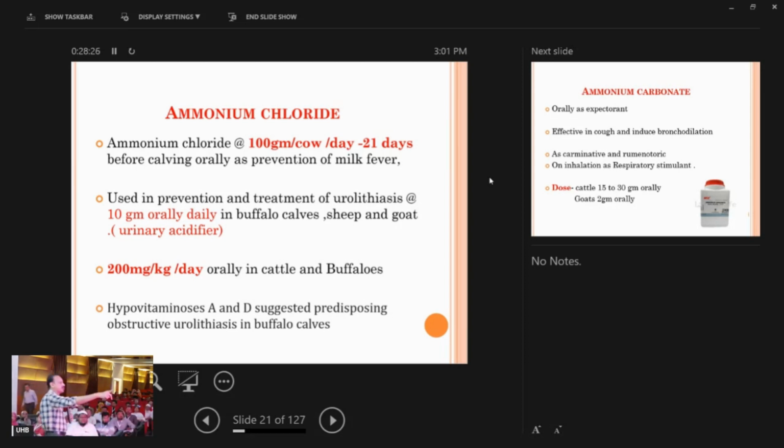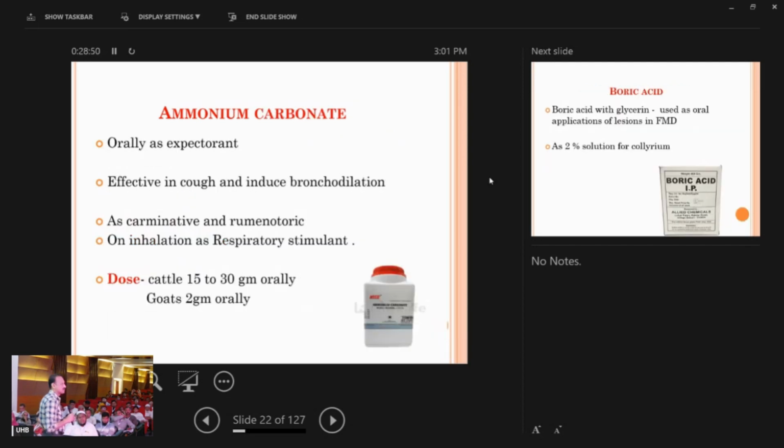Then it is also used in the prevention and treatment of urolithiasis cases. For example, you will be getting urolithiasis cases in sheep, goat and male animals. It's very common. For that, you can give 10 gram orally daily, used as acidification in case of calves, sheep and goat. And in case of buffalo, you can give 200 milligram per kg body weight orally. It's very effective.